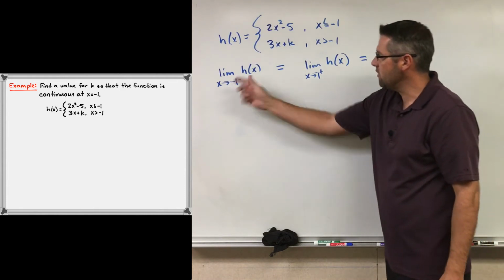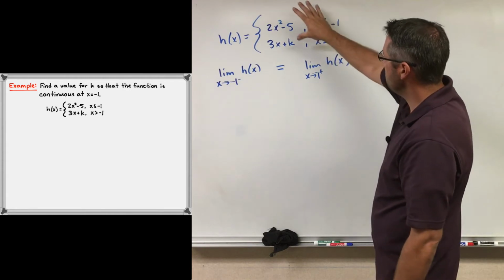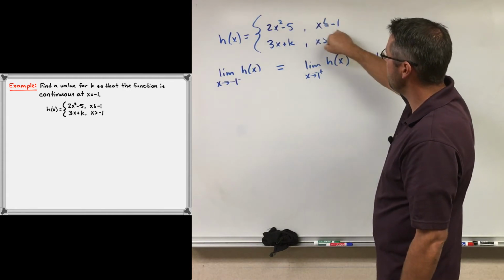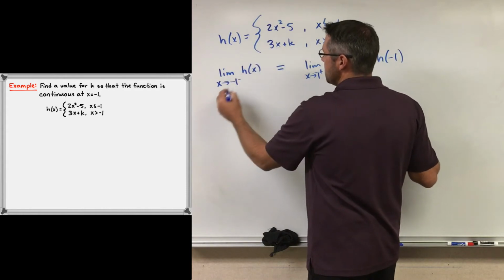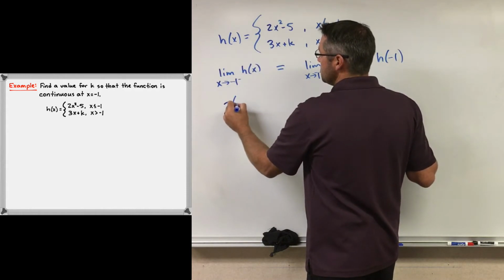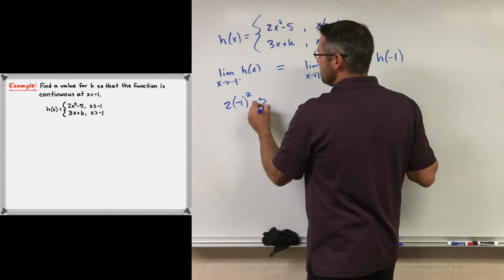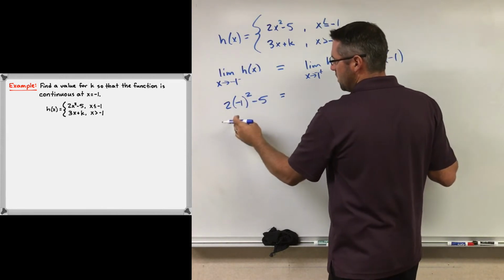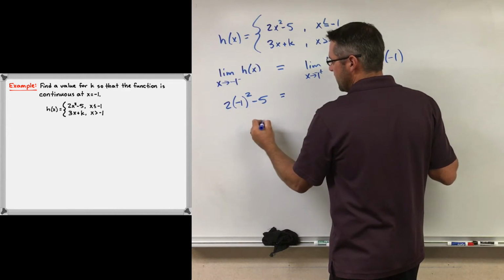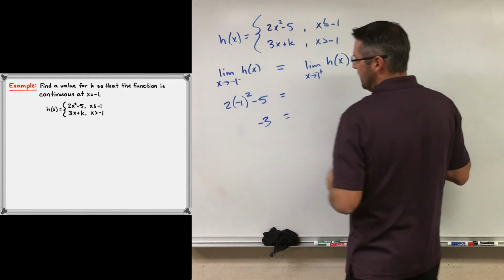So how do I figure out the left-hand limit at -1? Well, I'm going to use the upper function because this is for all values that are less than -1. So I'm just going to plug in -1 to that. So it's going to say 2 times -1 squared minus 5. Okay? And then we can simplify that. -1 squared is 1 times 2 is 2 minus 5. That's -3. So we have our left-hand limit.